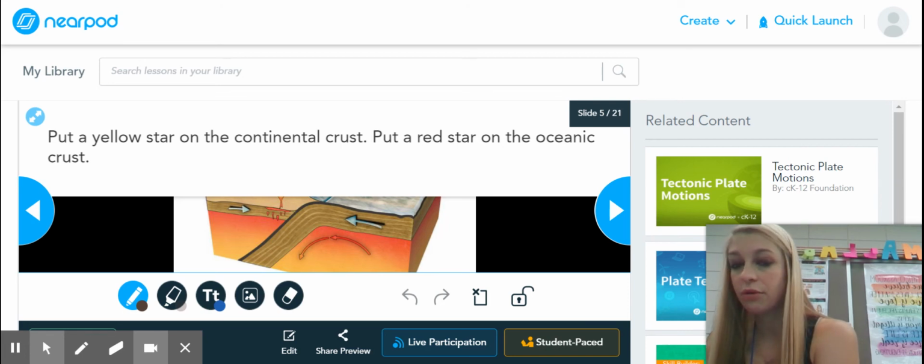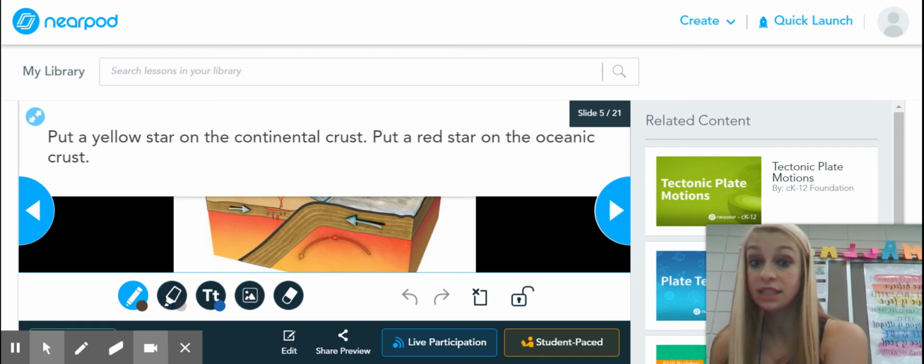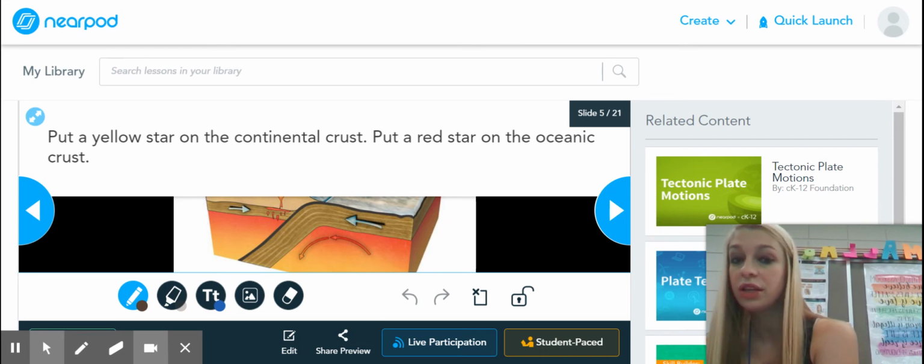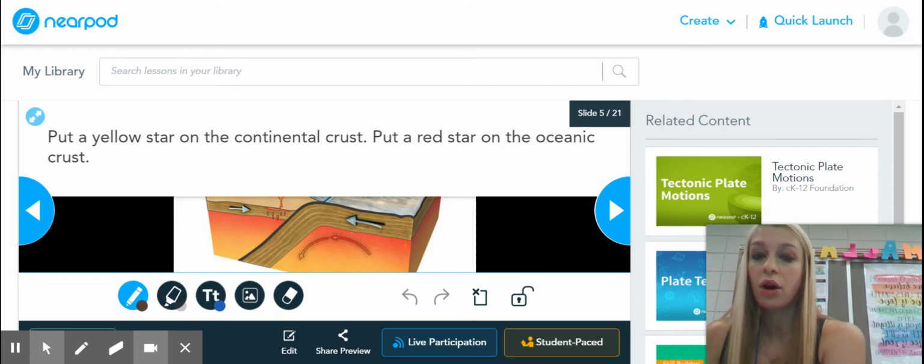Over time, that volcano builds up and builds up and builds up, and it makes it out of the water because at first it's underwater. You should have seen a really good video on this in your Nearpod. I think it's really cool. But eventually it gets big enough that it's out of the water and we have a volcanic island.